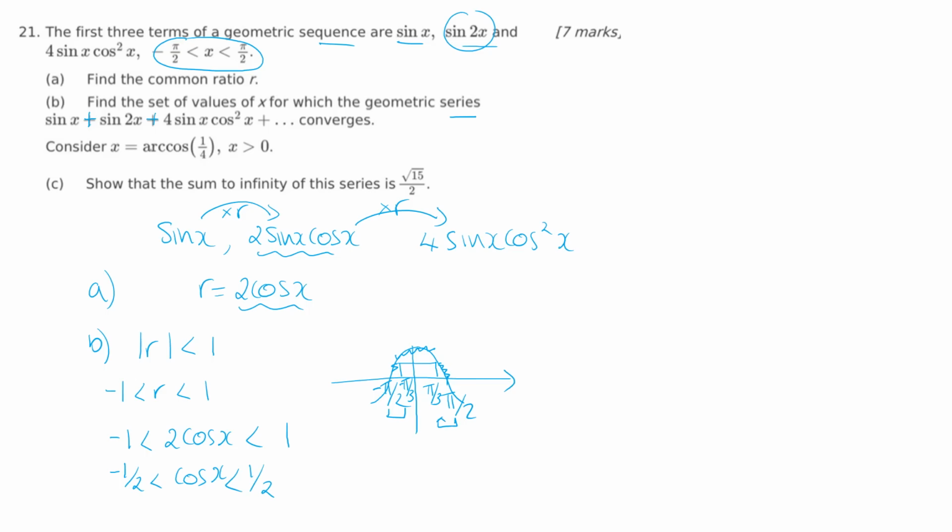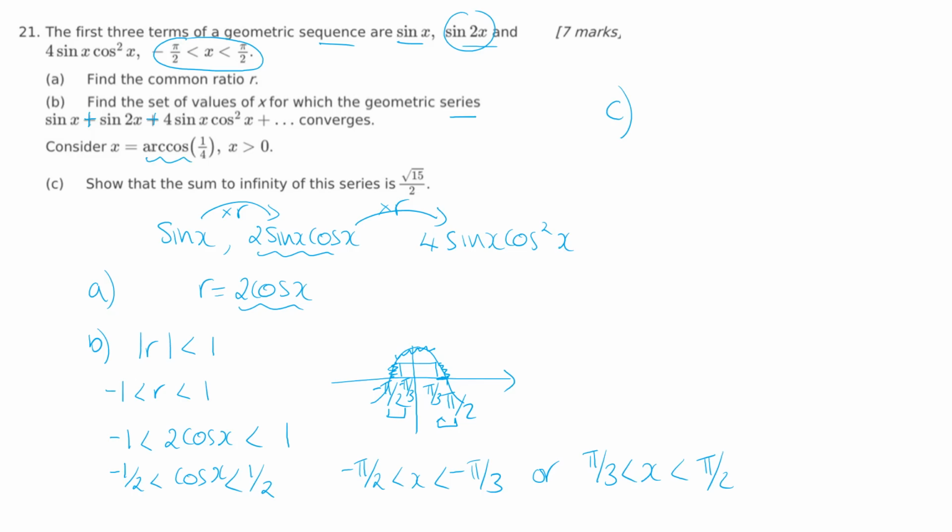So as long as x lies between minus pi by 2 and minus pi by 3, then we will be in this part here, or so union with pi by 3 less than x is less than pi by 2, which is that bit there. So as long as x is in either of those regions, then we will have a convergent series. Now in part C, it's asking us to consider x so that arc cos of a quarter is equal to x.